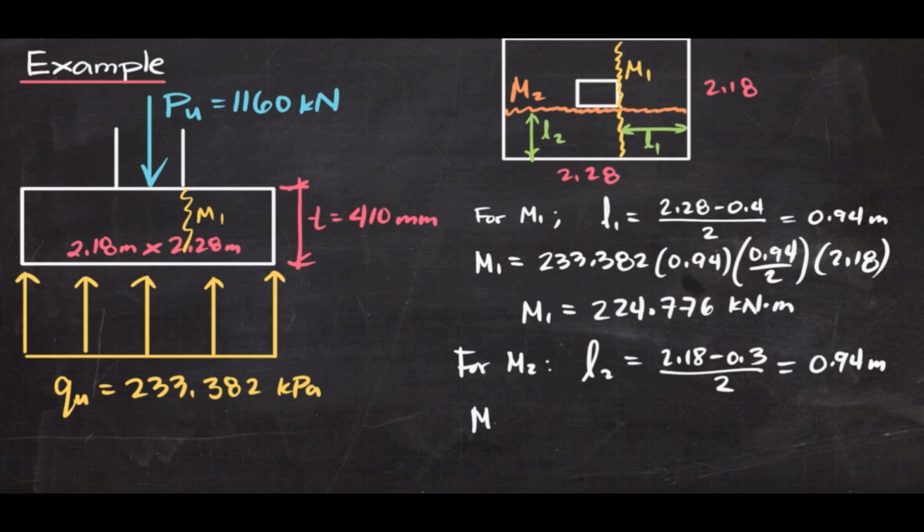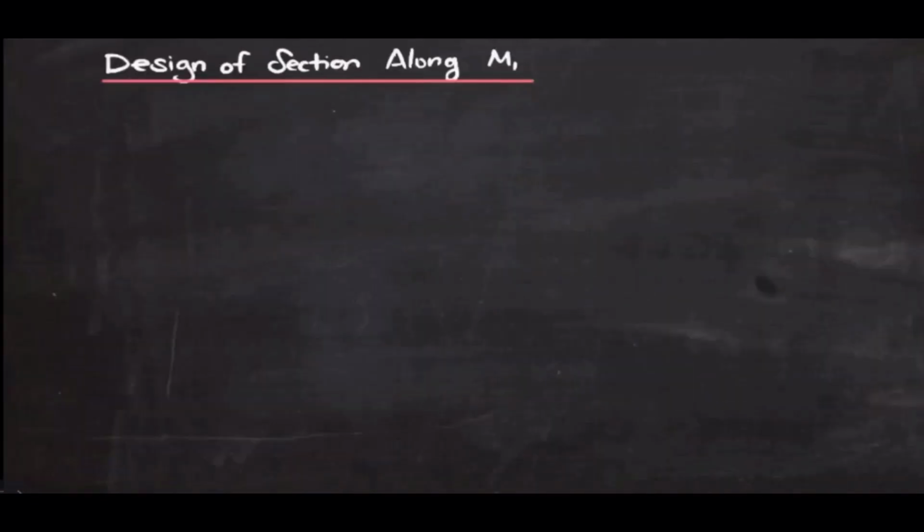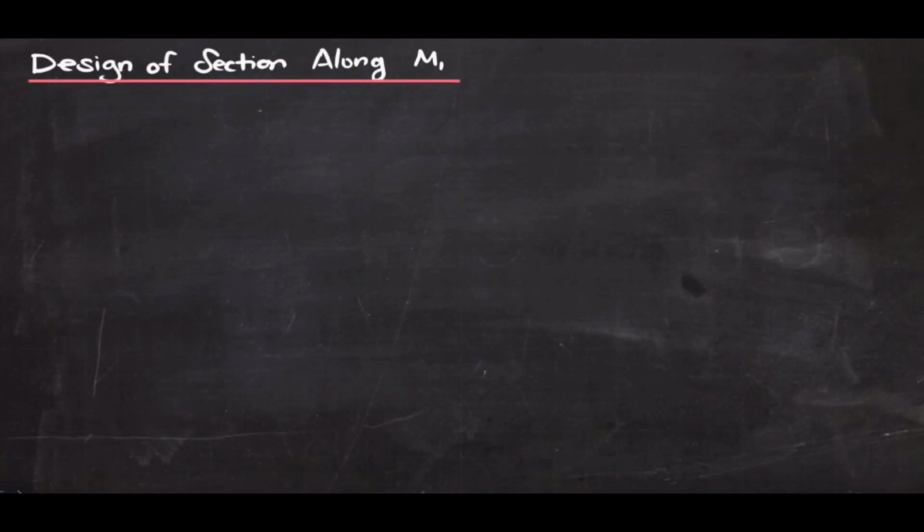So M sub 2 now would be 233.382 times 0.94 times a moment arm of 0.94 over 2 times the length on that side is 2.20. So M sub 2 is 235.087 kilonewton meter. Okay, now let us design the section along M1.